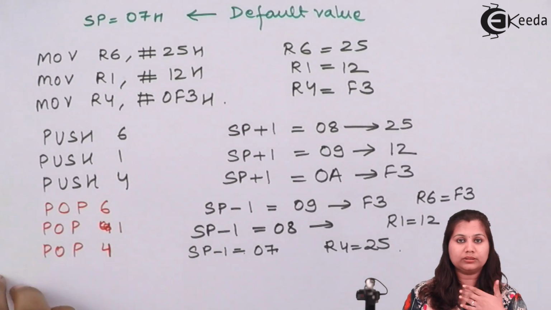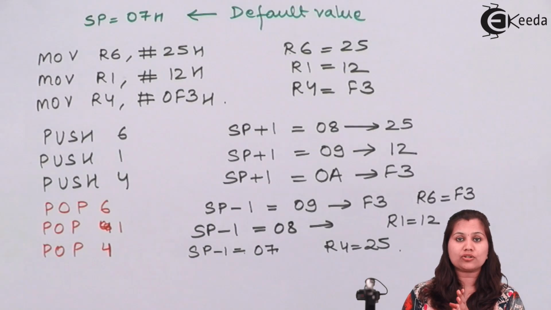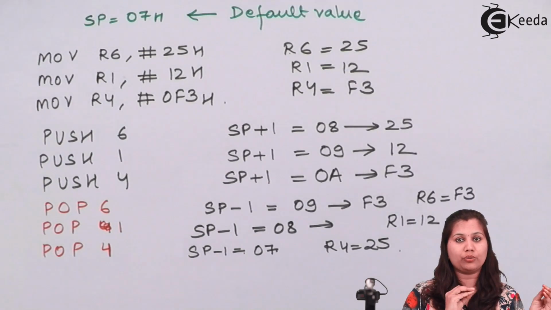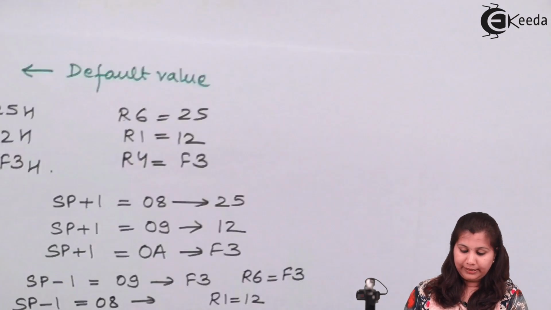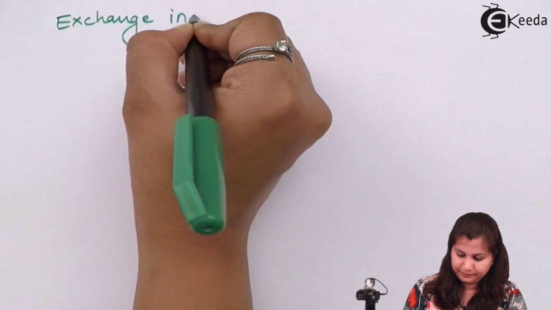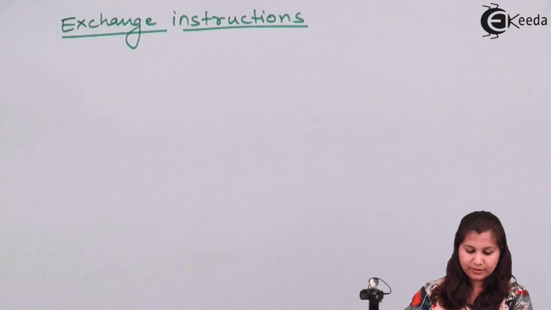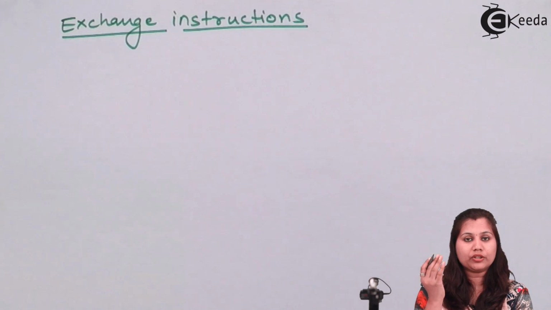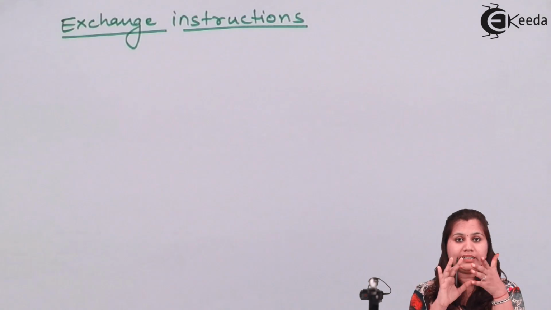So these are also the type of data transfer instruction where the data is just copied from one memory location to another memory location. Okay. Next instructions in this data transfer category, we have the exchange instructions. In exchange instructions, the contents of the source and the destination are exchanged. They are not deleted.